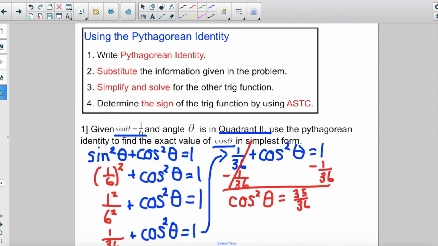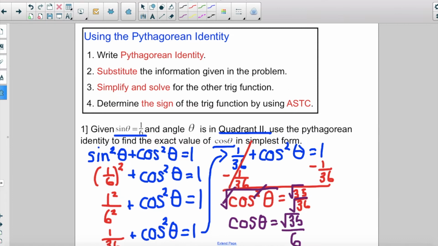Now cosine is not by itself yet. We still have that squared, so we have to square root both sides. Now I'm going to square root the numerator and square root the denominator. So when we do that, we get cosine of theta equals the square root of 35 over the square root of 36, which is 6.